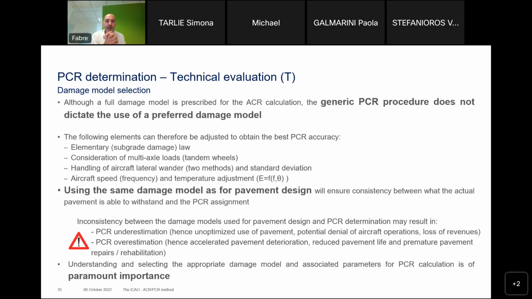And last, parameters which can have a significant influence on the PCR calculation, so on the CDF. If they have a significant effect on the CDF, you will have a significant effect on the PCR. This is the aircraft speed, or the frequency, because the speed is converted into a frequency, and the temperature adjustments to arrive at the effective E-modulus. Usually it is recommended to apply a speed of 30 km per hour on taxiways and 100 km per hour on runways. This has an effect on the effective E-modulus, and the same for the temperature, because the E-modulus of asphalt materials depends significantly on the temperature, and this variation is given by the material master curve.